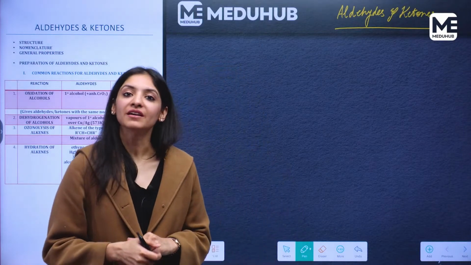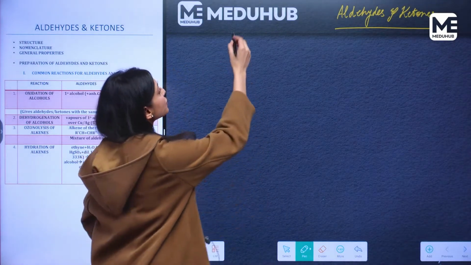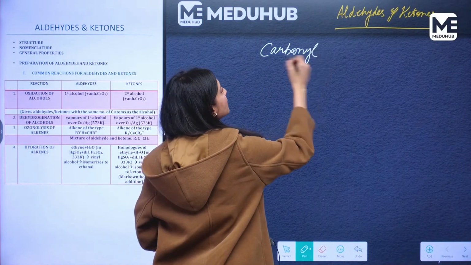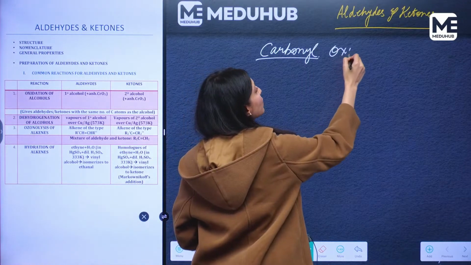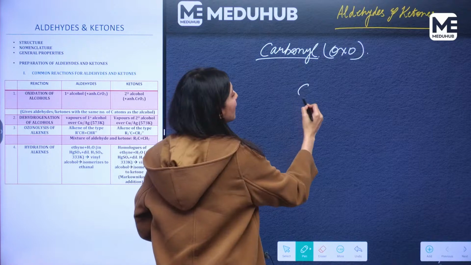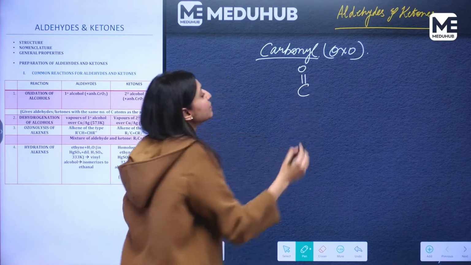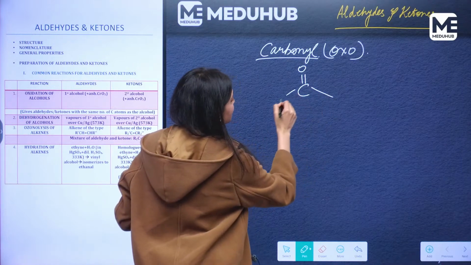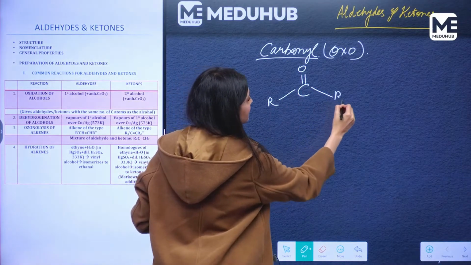Aldehydes and ketones are a class of organic compounds in which there is a carbonyl group present. The carbonyl group is also called the oxo group. In a carbonyl group, we have a carbonyl carbon, that is a carbon which is doubly bonded to an oxygen, and it is flanked by two groups here.